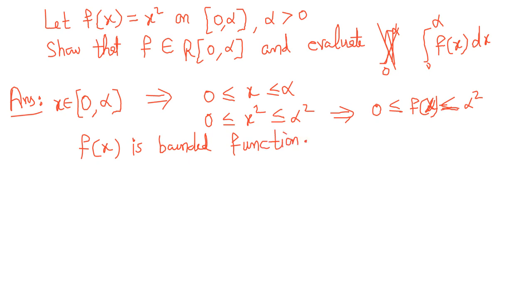Sir, I have a question: when will it not be bounded? It is always bounded when you are taking a closed interval, first of all. Here alpha is greater than 0, alpha is a real number, so it will be bounded. Because we are taking the closed interval, every time we get the function as a bounded function. Okay sir.